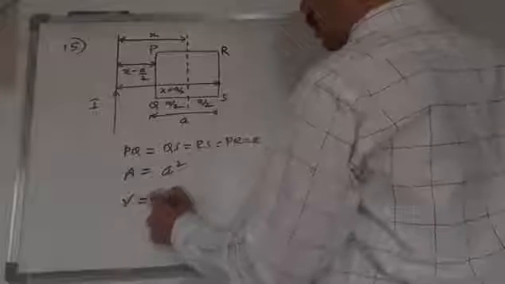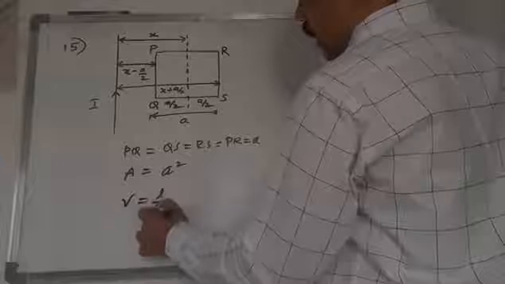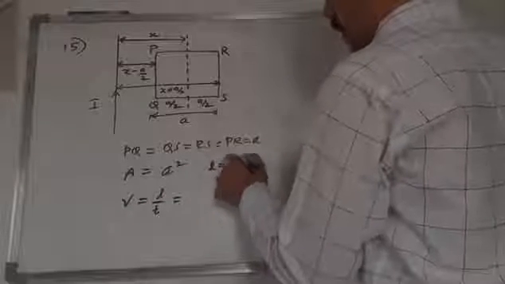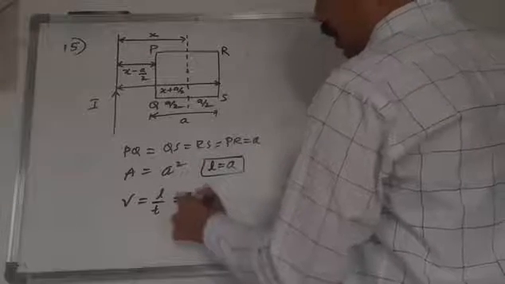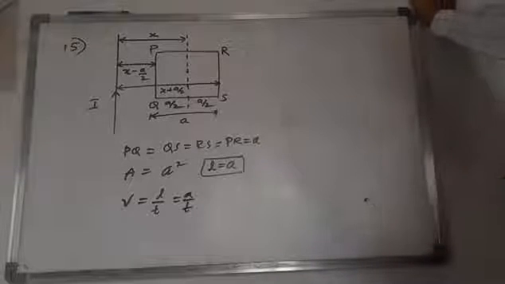We know one thing, that is velocity. Velocity is equal to distance by time, or length by time. So here length is A only. Length of the side is A. So what you will get here, A by t is the velocity, right?